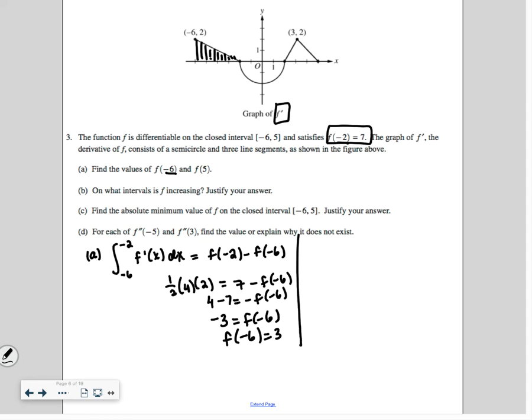Okay. So we also have to find f of 5. We could use what we just found, but what if we made a mistake on what we just found? So let's set it up again with this negative 2 that we had and 5. So I'm going to say the integral from negative 2 to 5 of f prime ends up being f of 5, sorry, minus f of negative 2.